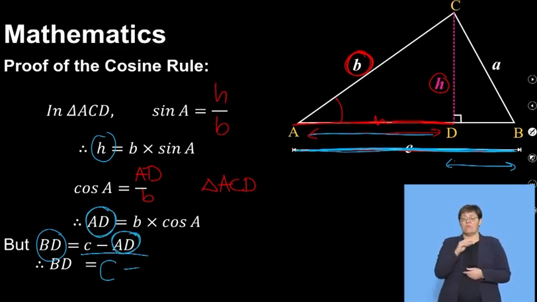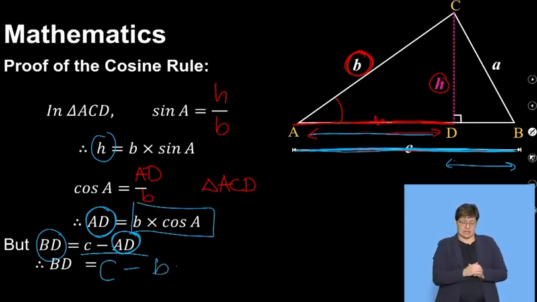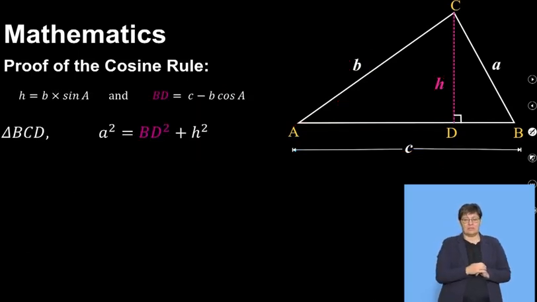So instead of AD, I'm going to put this piece of the equation here. So it's going to be C minus B cos A. Okay, so now we have an expression for BD that includes C and cos of A. Just to remind ourselves what we had on the previous slide, we had an expression for H, and we had just made an expression for BD.